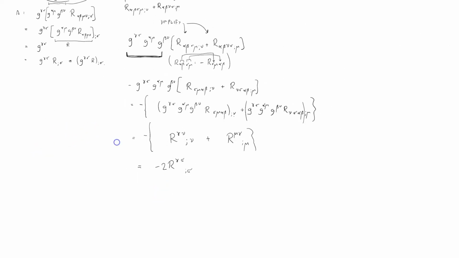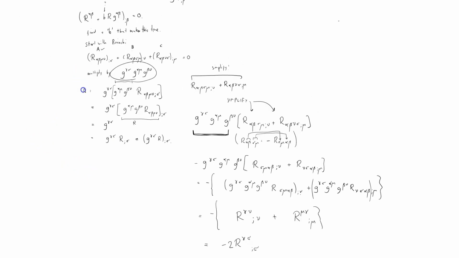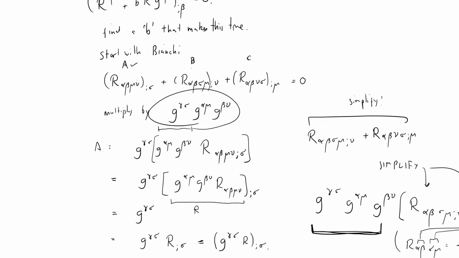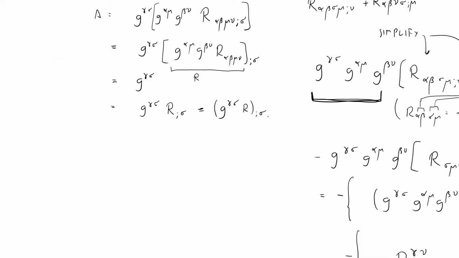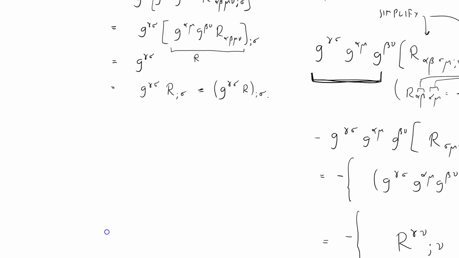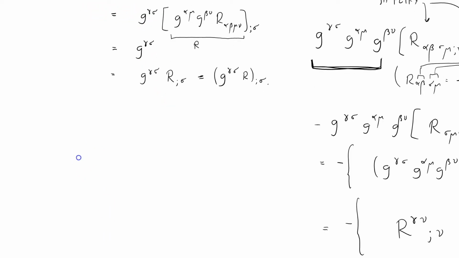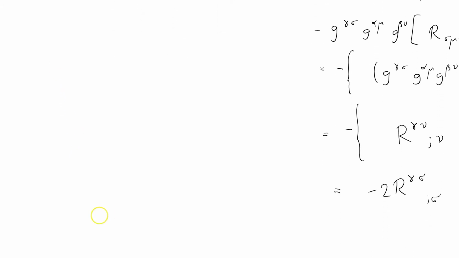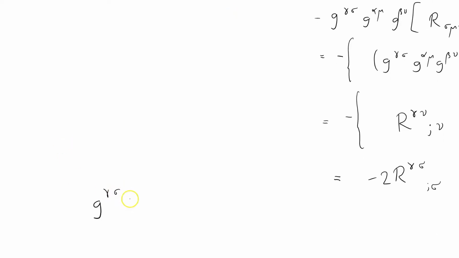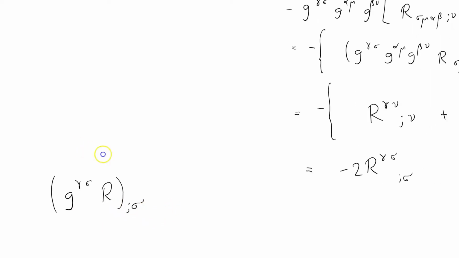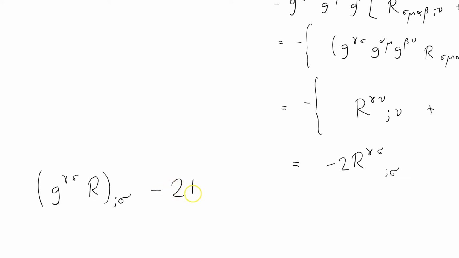So what have I got? Just to summarise, we've got the Bianchi identities here, which I know to be equal to 0. And I've got the three terms A, B and C, and this one here, the A term, was equal to, well, let me write it out. It's here, which was equal to G gamma sigma R comma sigma. G gamma sigma R, all in brackets, semicolon sigma, minus 2R gamma sigma semicolon sigma equals 0.